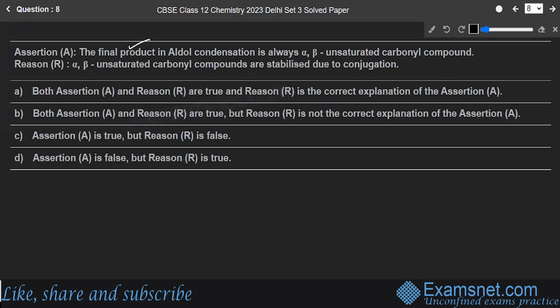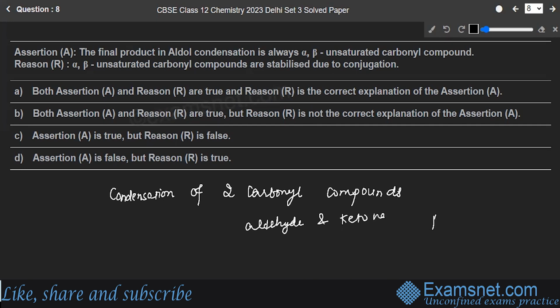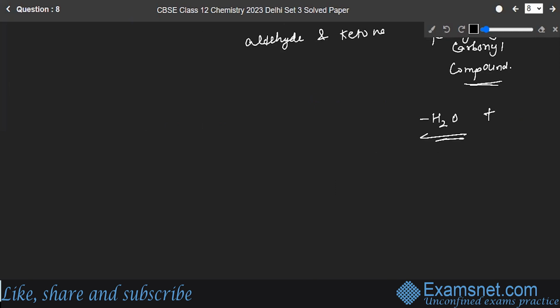Question number 8. Assertion says the final product in the aldol condensation is always alpha beta unsaturated carbonyl compound, and the reason is alpha beta unsaturated carbonyl compounds are stabilized due to conjugation. See, if I look at the assertion, the reaction typically in aldol condensation starts with the condensation of two carbonyl compounds, often an aldehyde and ketone, leading to the formation of beta hydroxycarbonyl compound. This compound can undergo dehydration, resulting in the elimination of water, to form alpha beta unsaturated carbonyl compound.